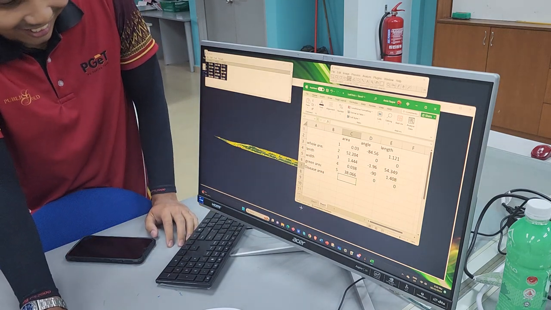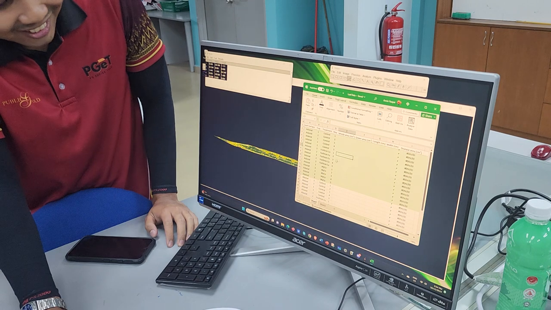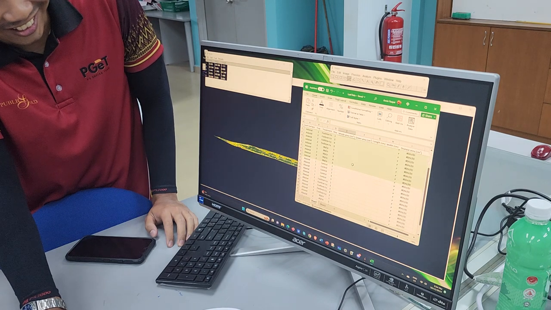Nampak ni? Ha? Masuk? Apa? Apa yang susah? Ada mouse. Ada mouse? Saya pun tak guna mouse. Dia aku jawab, abis kau putus.